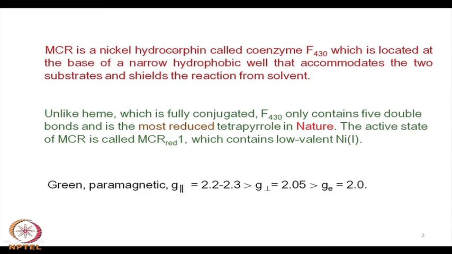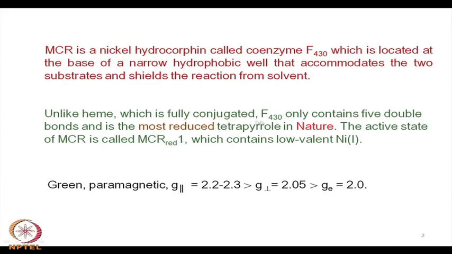Since it is a porphyrin type of ligand, we can identify the ligand first, then the metal center, and then its reactivity. Unlike heme, as in hemoglobin, where the porphyrin is really conjugated, F430 contains only 5 double bonds. If you know how many double bonds are in the porphyrin ring, there are altogether 10 double bonds, but in F430 you have 5 double bonds. This is the naturally obtained species that you can consider the most reduced tetrapyrrole system. In vitamin B12 and several other cases, we have other tetrapyrrole systems including the photosystem, but this is the most reduced form, so you do not have extended conjugation.